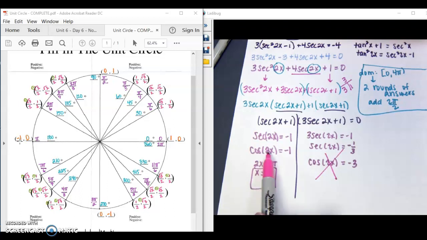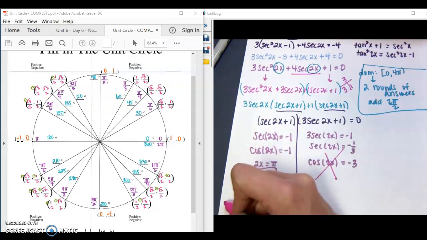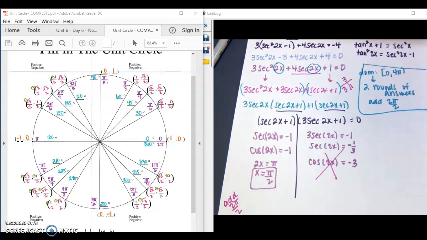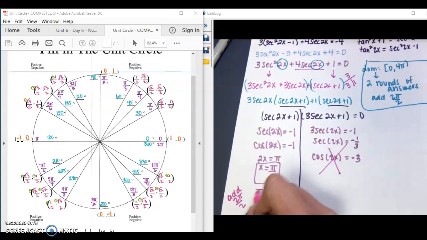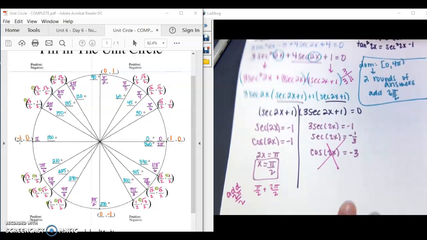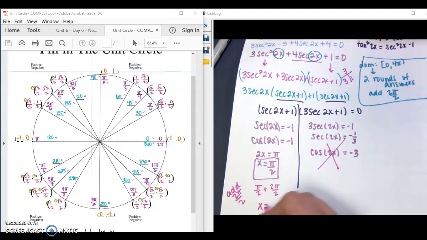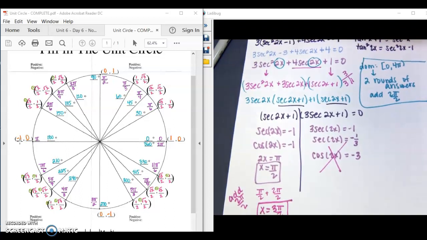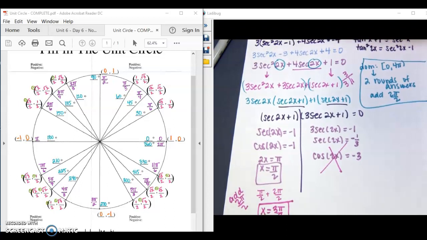So we do have to remember we were working with 2x here. So this is our first round answer. We need the second round answer. Because it was 2x, we're adding 2 pi over 2. So we're going to have pi over 2 plus 2 pi over 2. So our other answer that we're going to get is going to be 3 pi over 2. So those were our 2 round answers, and that gave us the answer for that.